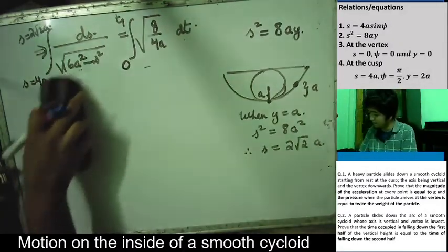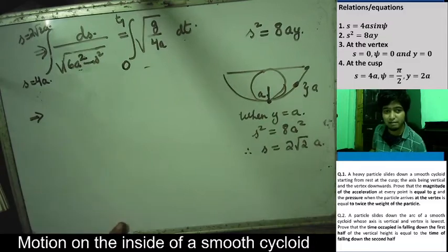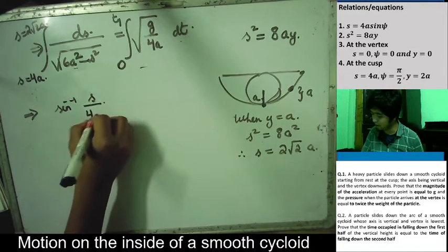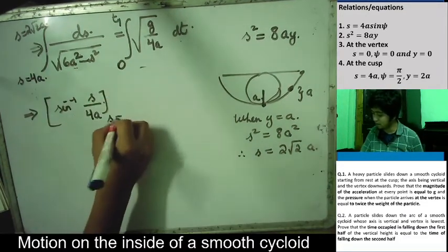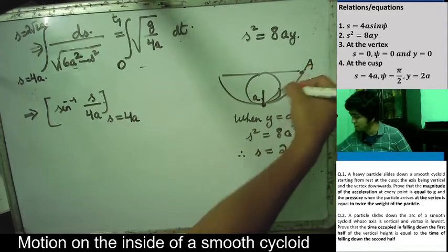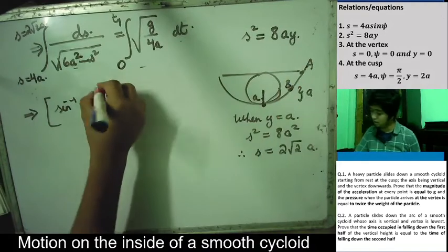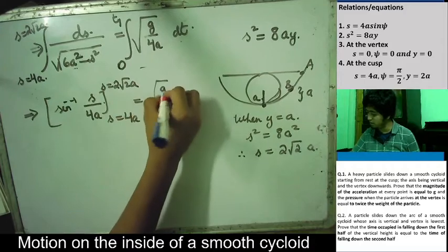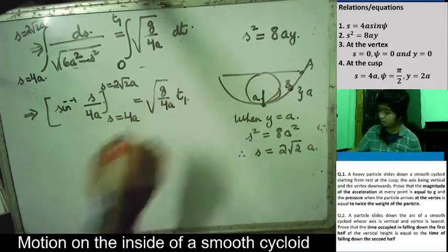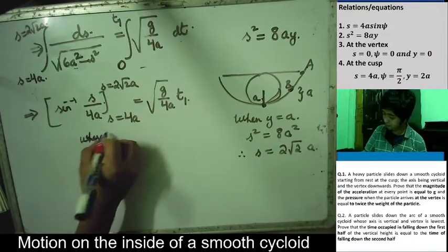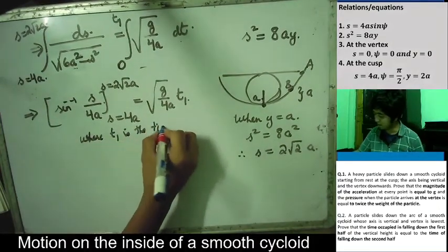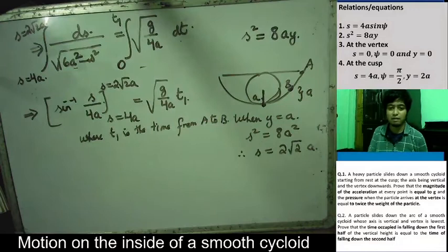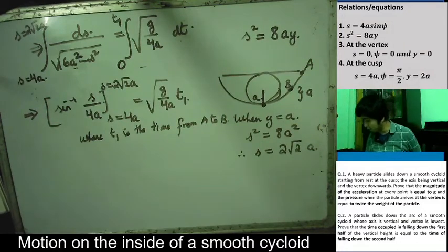Maybe I'll write another line. So what can we do? We can write this one as sine inverse of s upon 4a, with the limits s equal to 4a. At this point, s is equal to 4a, and at the point B, s equals 2 root 2a. And over here it will be root g by 4a times t1, where t1 is the time from A to B. So that is what I've written over there.